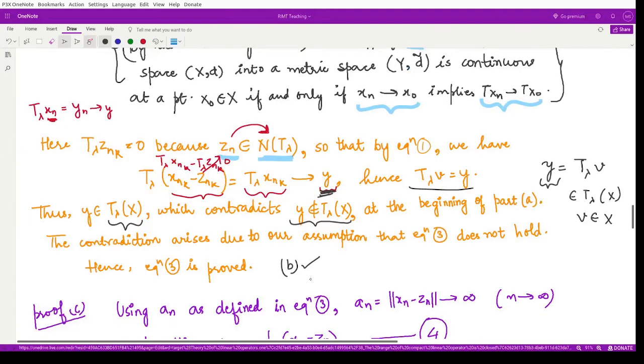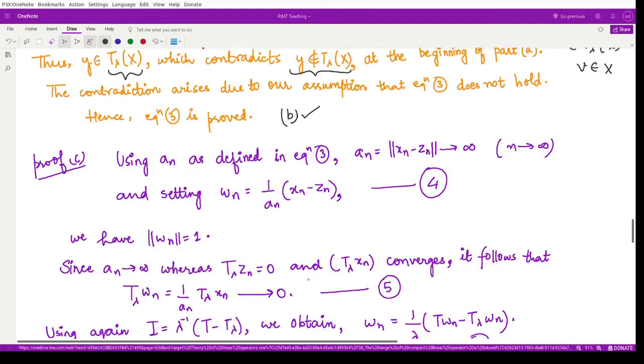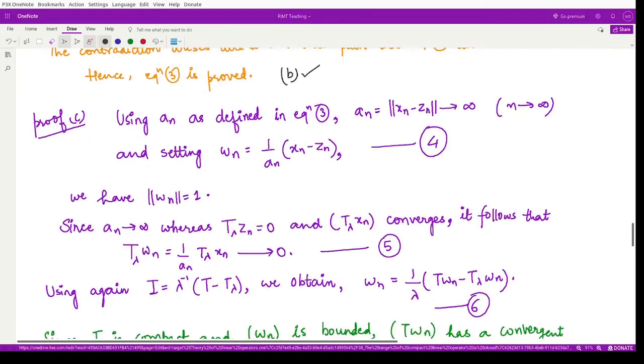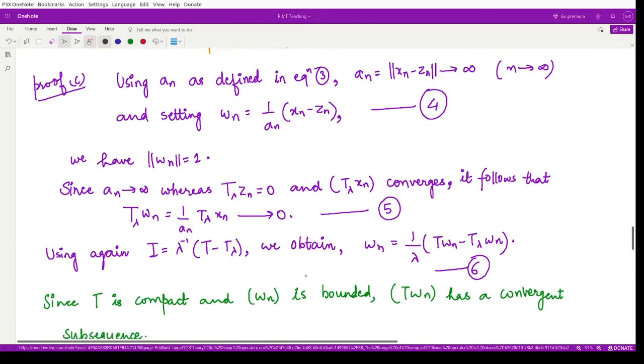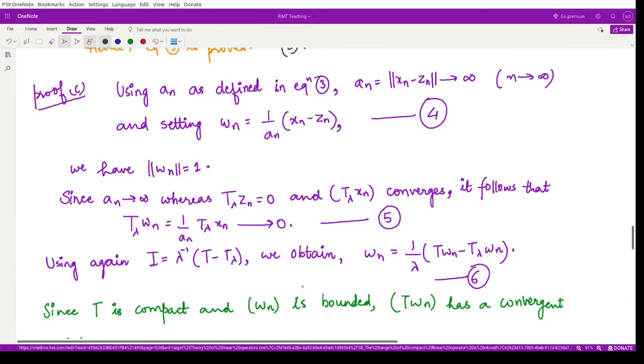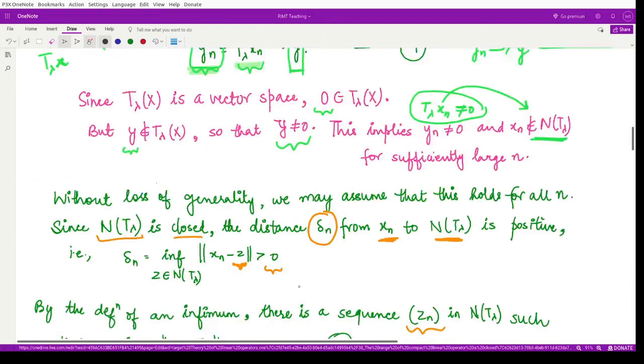Now moving on to part C, the final part here. In this case, we have to prove the main result. That means we have to reach a certain contradiction, which would prove our result. So let's again have a look at our points.